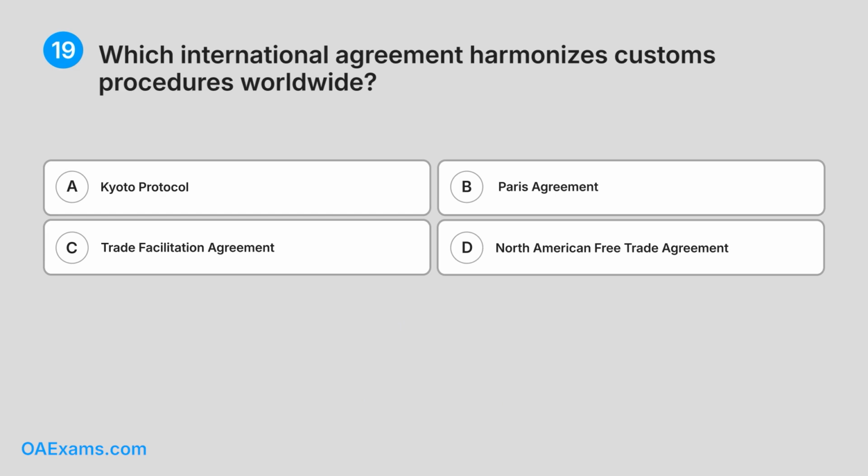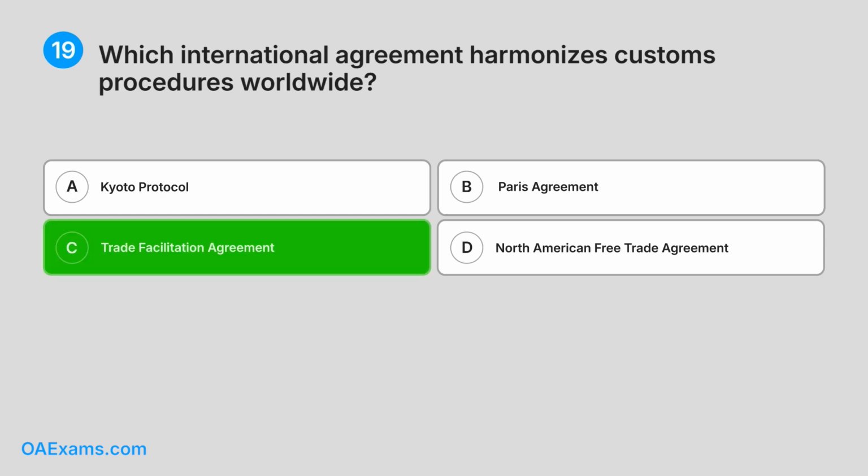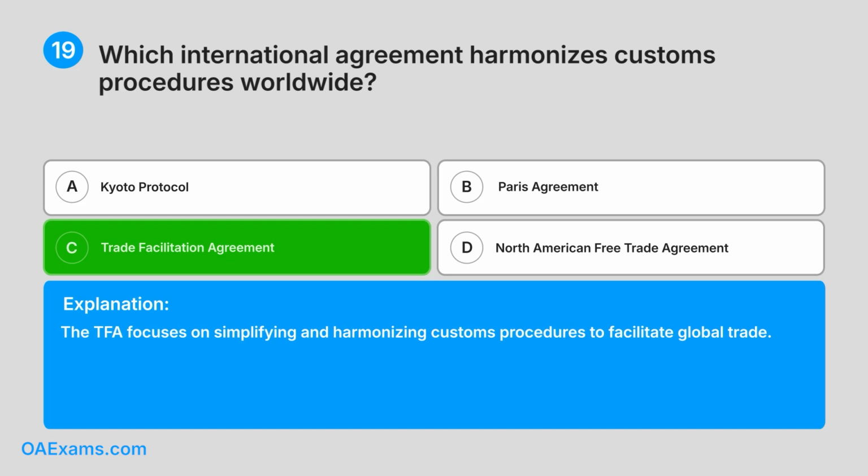Correct answer. C. Trade Facilitation Agreement. Explanation. The TFA focuses on simplifying and harmonizing customs procedures to facilitate global trade.